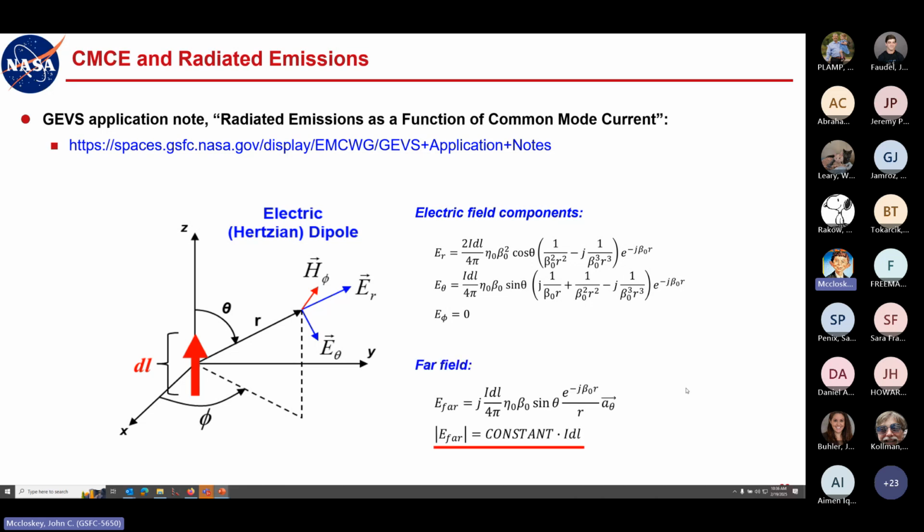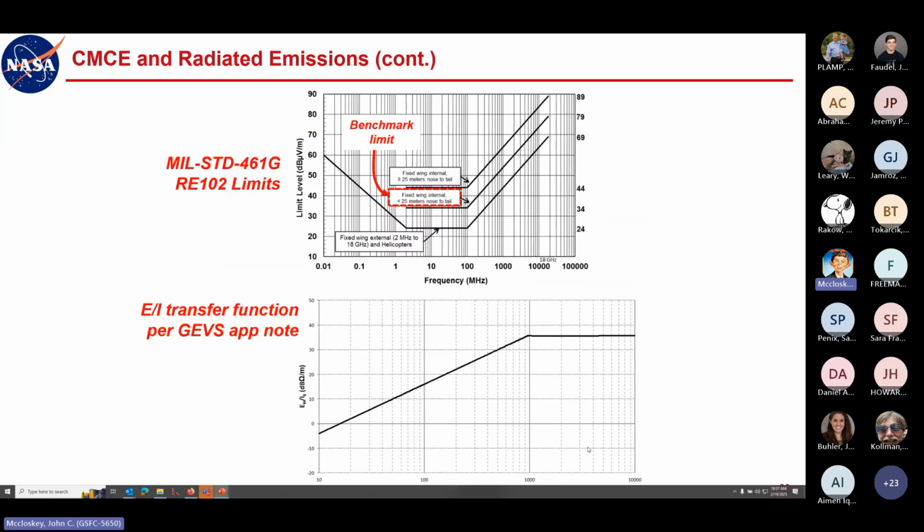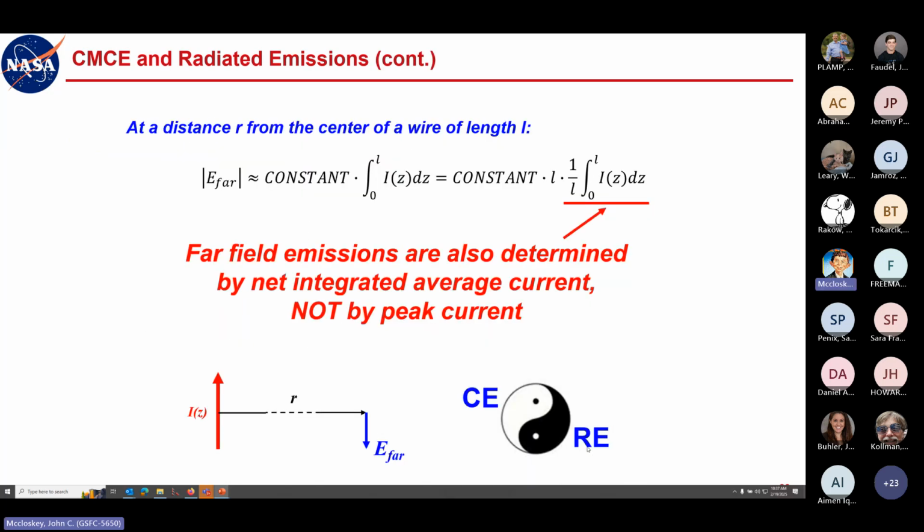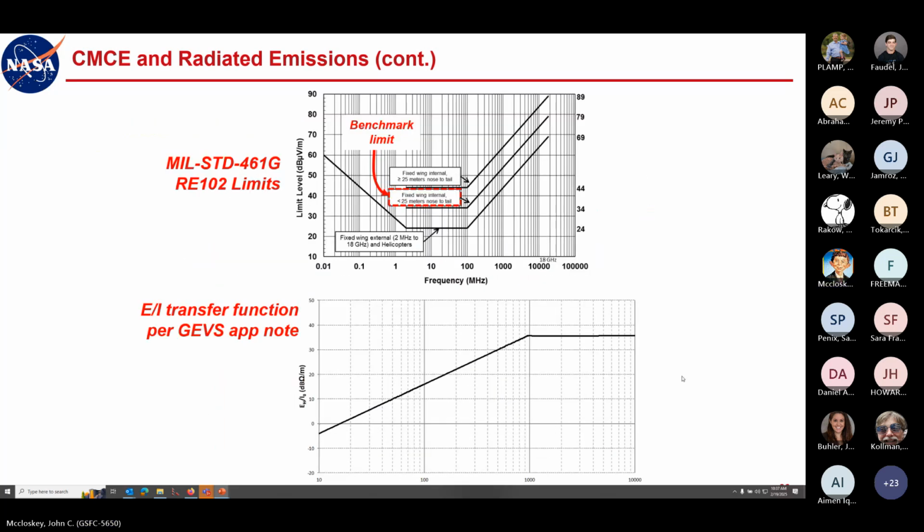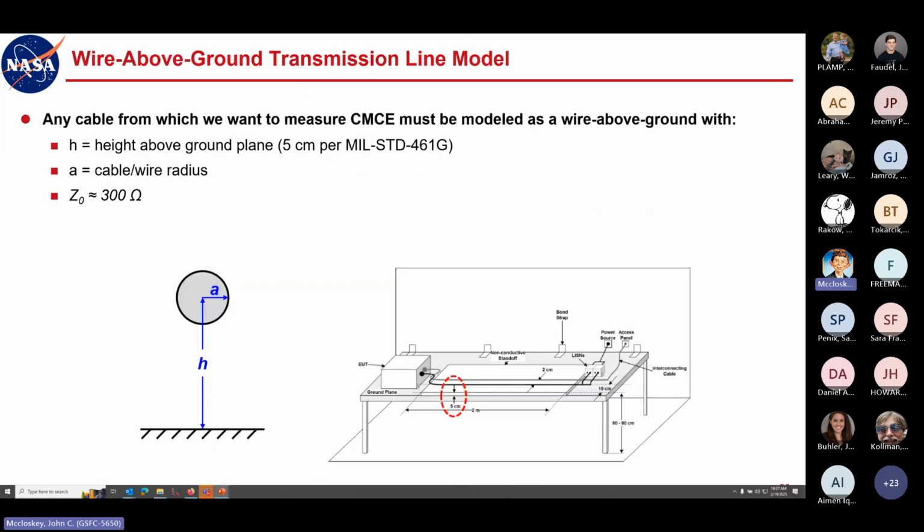So anyway, the main point here is that in the far field, we can simplify the expression to really only having a 1 over r term, and then you have this constant times I dot times IDL. And the real point here is that far field emissions are also determined by the net integrated average current, not by the peak current. I'm going to skip over some of this. So, okay, let's get to transmission lines, because this is kind of the crux of what I want to talk about.